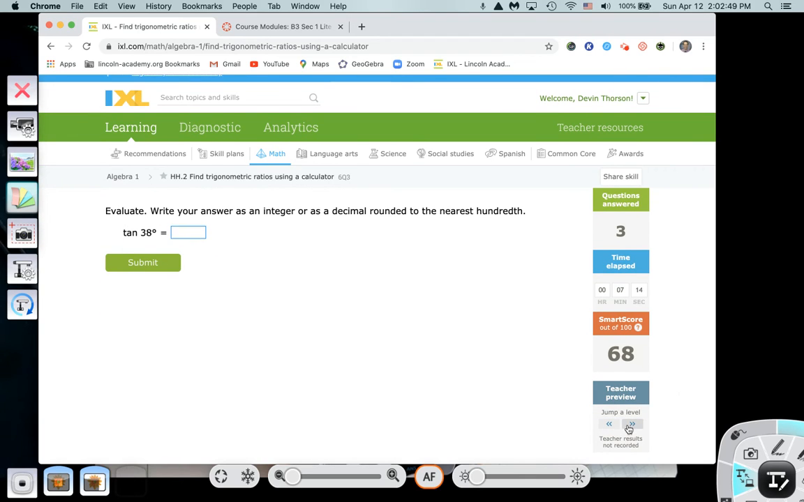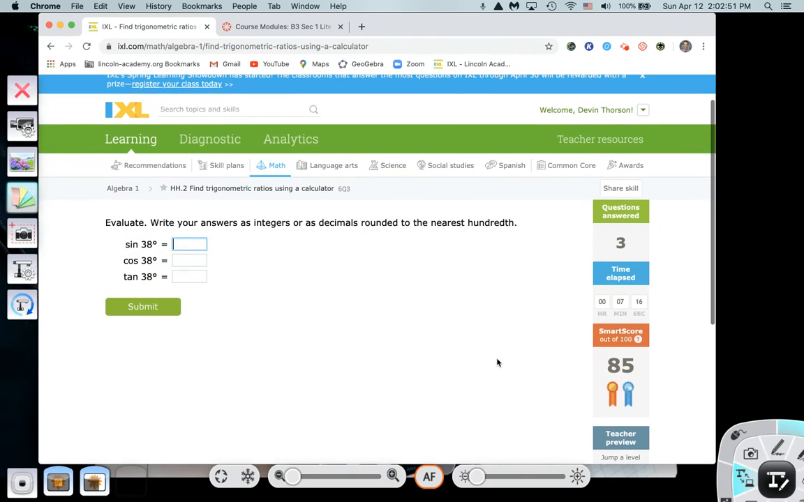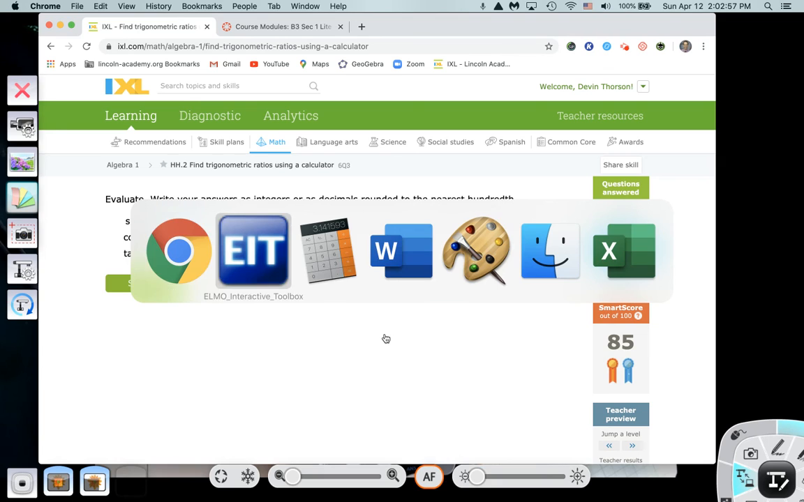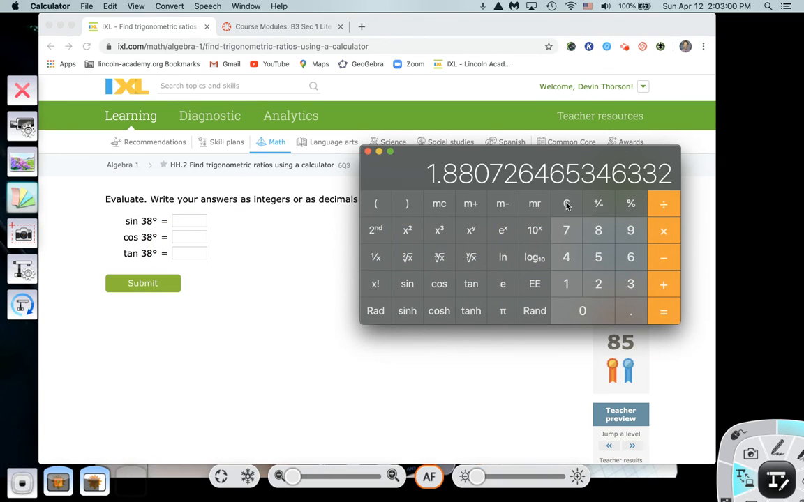And the hardest ones you'll probably get is where it's asking you for all three, sine, cosine, and tangent. But again, you just grab your calculator, whichever one you find the easiest to use. Again, make sure you're in degree mode. And I'm going to type in 38 and hit the sine, and I get 0.62 because I'm rounding, because that's a 5. That's going to become a 2.